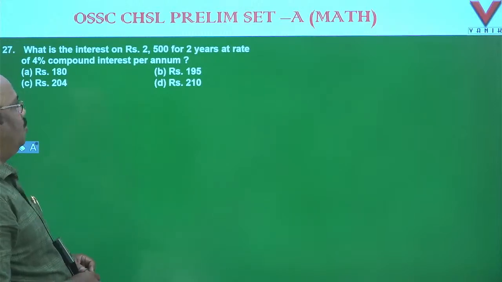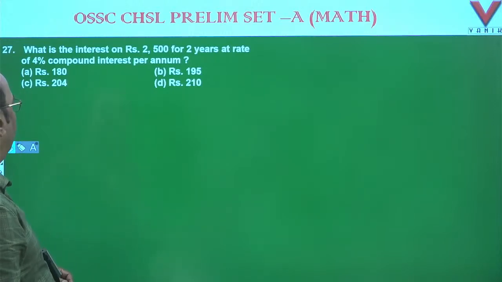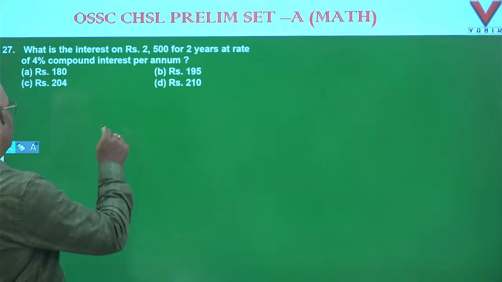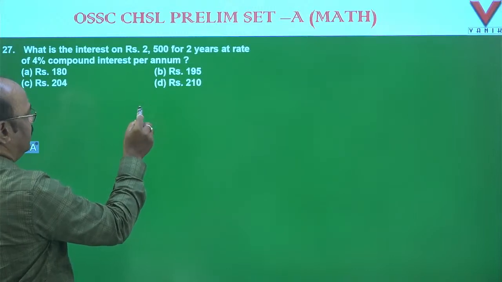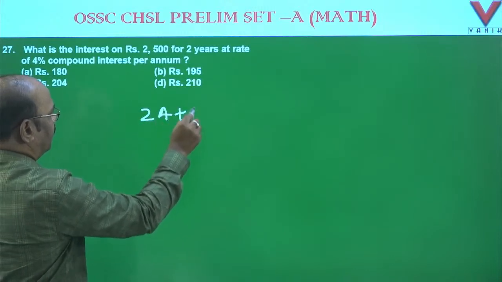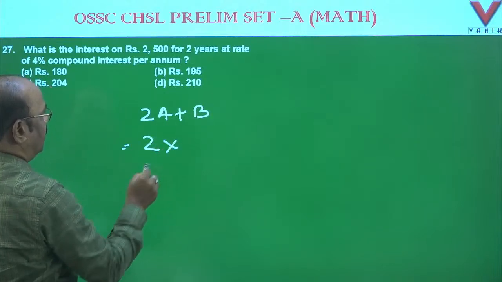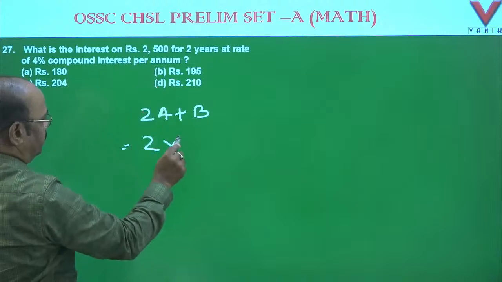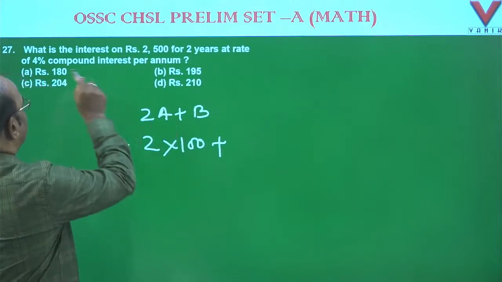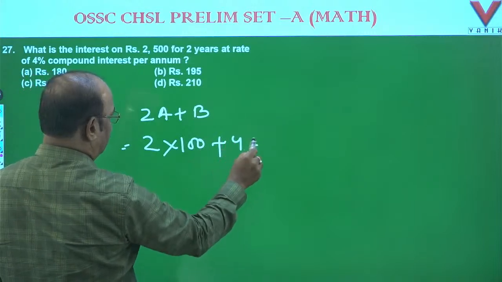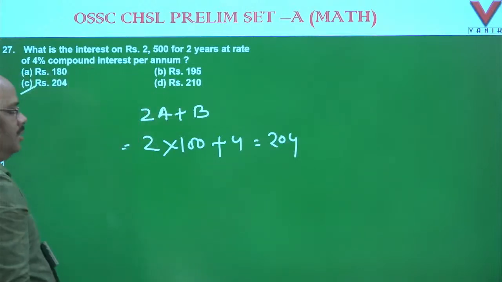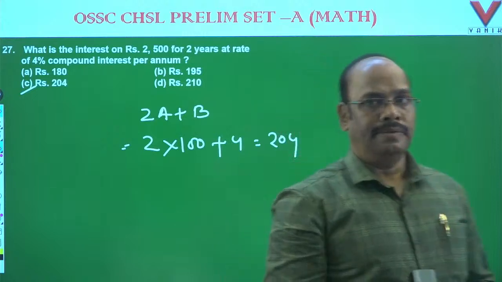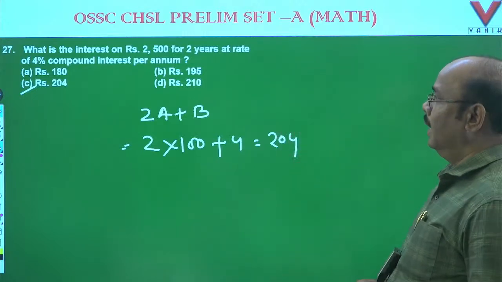What is the interest on rupees 2500 for 2 years at the rate of 4% compound interest per annum? The principal is 2500, for 2 years at 4% compound interest. We know that for compound interest for 2 years the formula is 2a plus b. 2 into a: take 4% of 2500, which is 100, so 2 into 100 is 200. Plus 4% of 100, which is 4. The answer is 204. The option is the third option, so C is the answer. Next question 28.